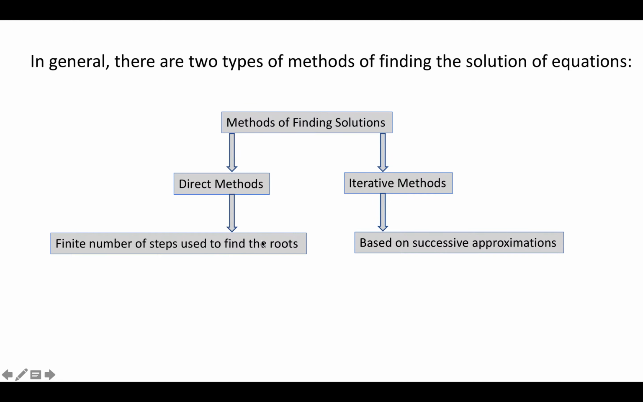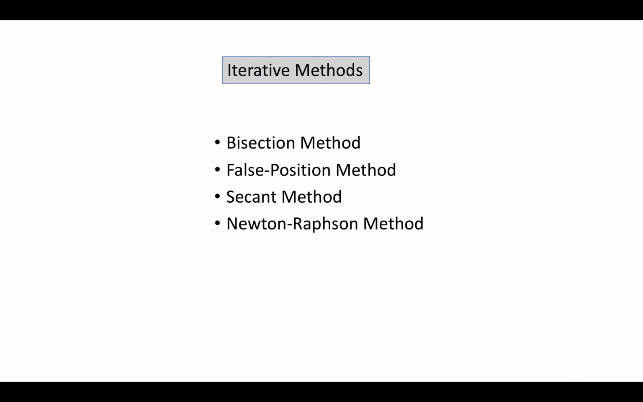Now sometimes it is not possible to find the root using these direct methods. Then we have iterative methods, and they are based on successive approximations. You start with an approximate root of that equation, you keep on iterating, keep on doing the calculation, and approach the root with every iteration. So this is a kind of successive approximation to the root. In our syllabus we have the bisection method, false position method, secant method, and Newton-Raphson method.